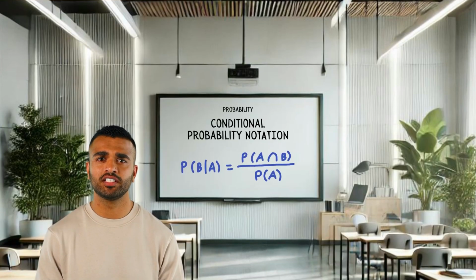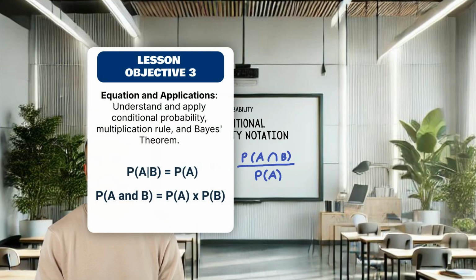We explored the concept of independent events, where the occurrence of one event does not affect the probability of the other. For independent events, the conditional probability, which is the probability of A given B, equals the probability of A, and the multiplication rule simplifies too. The probability of A and B equals the probability of A multiplied by the probability of B.